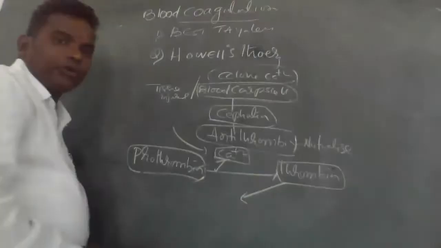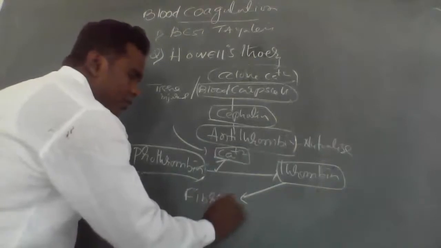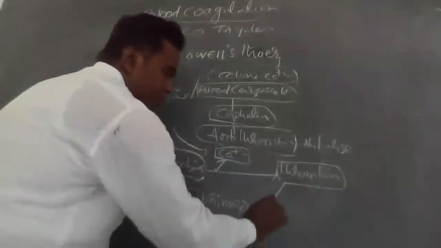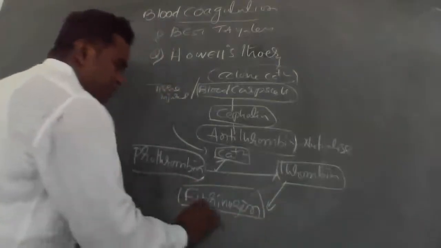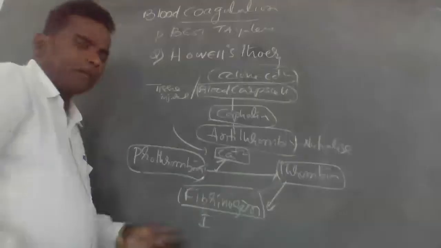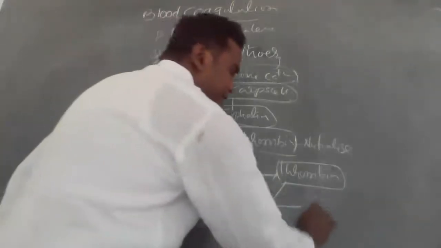So this thrombin, you know very well what happened. It converts the fibrinogen. Which factor is fibrinogen? First factor, right? The first inactive factor, fibrinogen, is converted into fibrin.